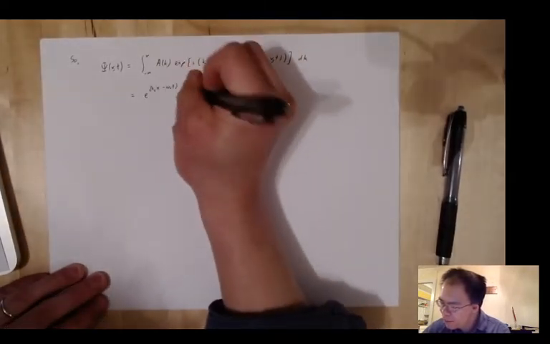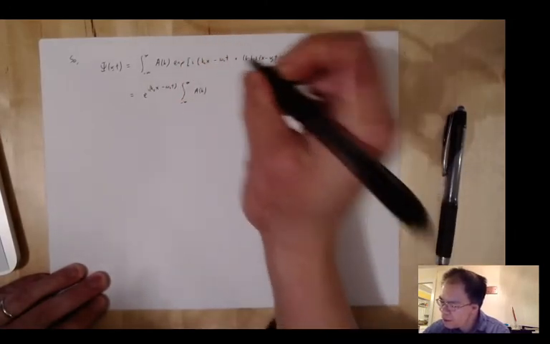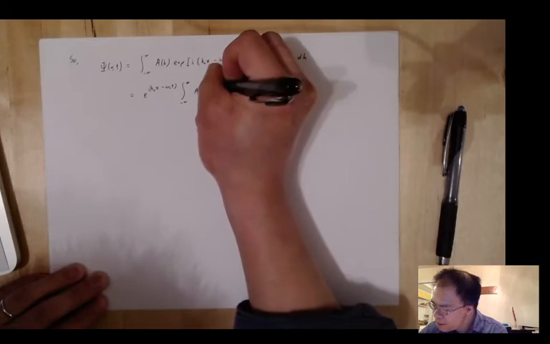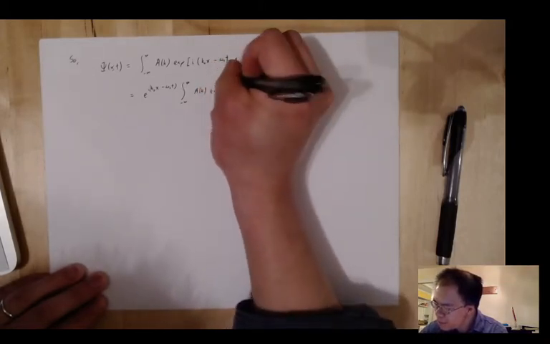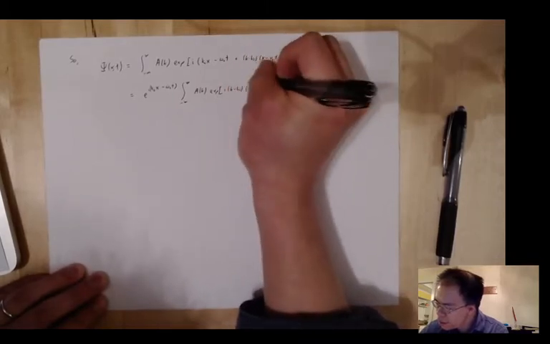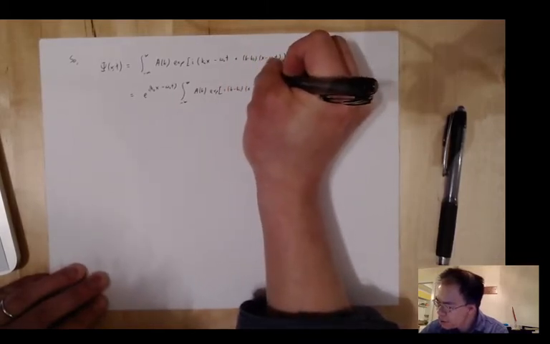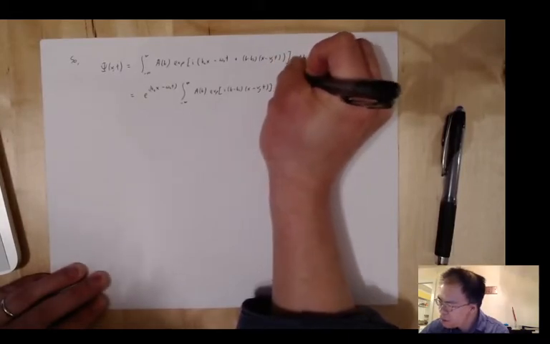And then I have my integral again, a of k e to the i, k minus k naught, x minus vg t, dk.